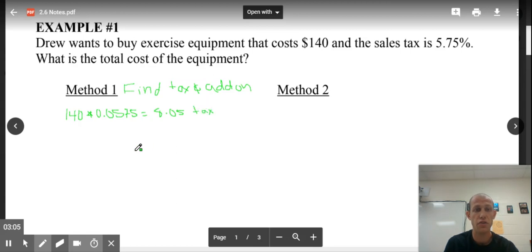If I want to find out how much they're going to have to pay, I have to take the original plus the tax. So that will be $148.05 for the total. So this is the original. This is the tax. And this will be the final price that I have to pay. So that is method 1. Find the tax and add it on.